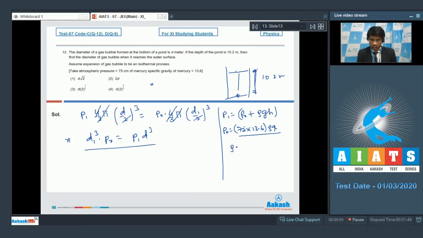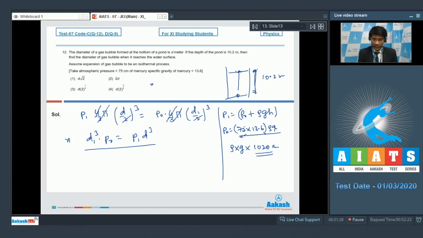And what about the extra pressure of this much height of the water column? It is rho into g, to be taken as g itself, and this is 10.2 meter, that means this much of centimeter of water column. Multiplying 75 into 13.6, we are getting this value to be same as 1020 centimeter of the water column.